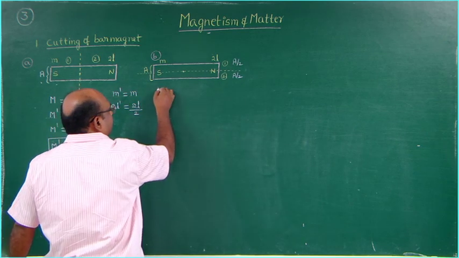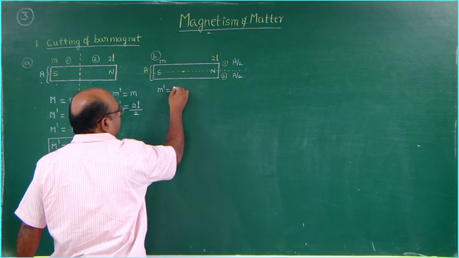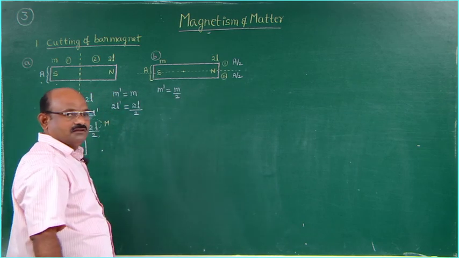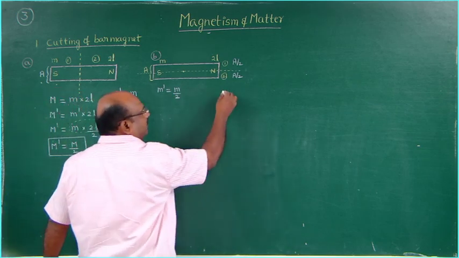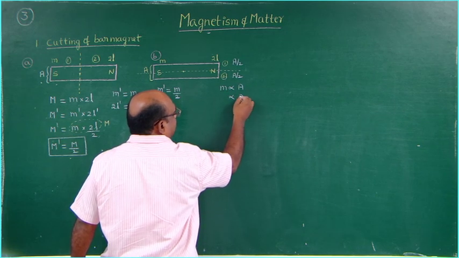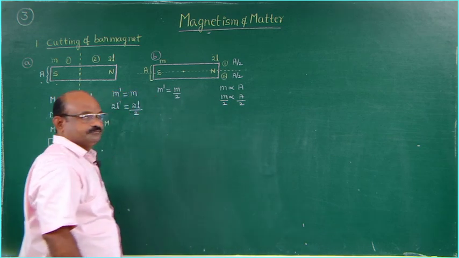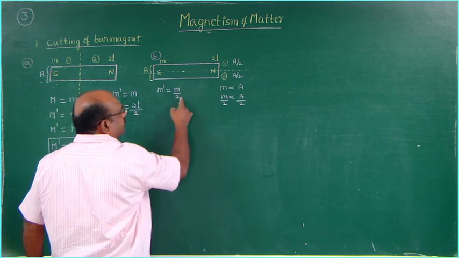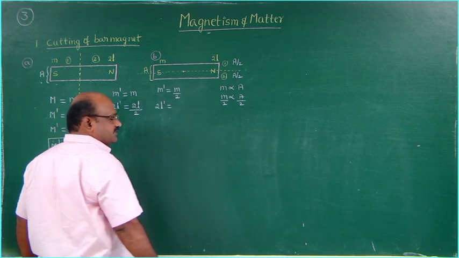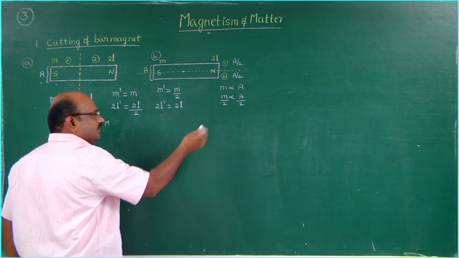Therefore, the new pole strength of each magnet, m dash, is equal to m by 2, because the face area is half, because m is proportional to A. If A is made half, A by 2, m is also half, m by 2. Hence, m dash is equal to m by 2, but there is no change in the effective length, no change in the magnetic length. 2L dash is equal to, as usual, 2L.